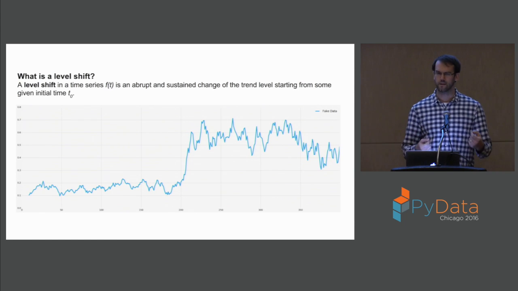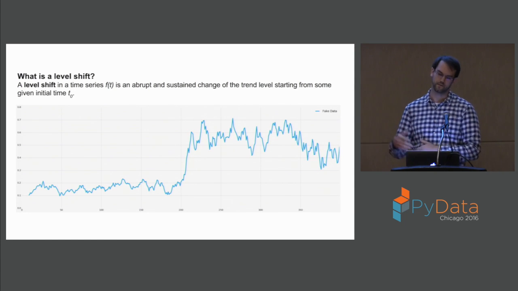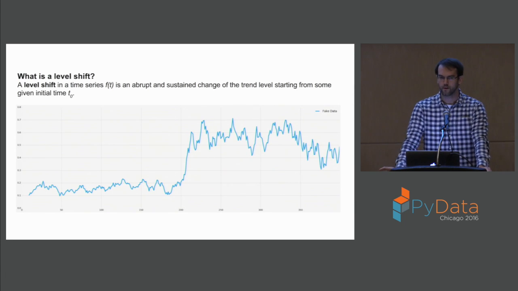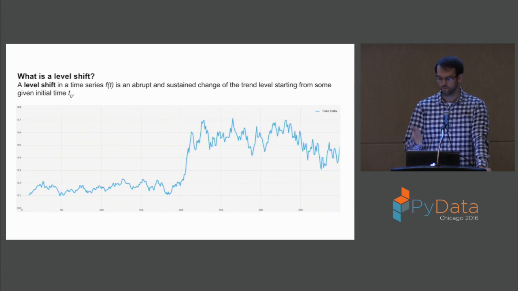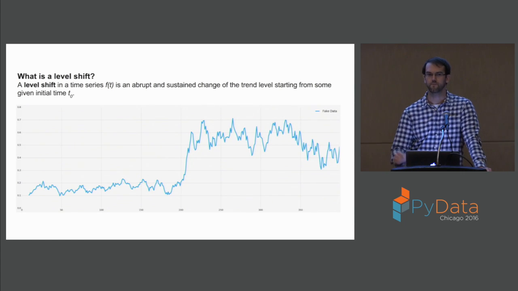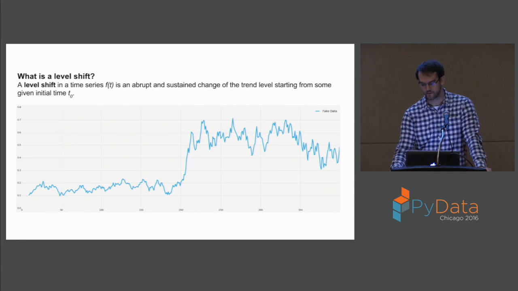This is an informal definition, and it's one of those things where you know it when you see it. I know a level shift when I see it, and part of the trouble is why this paper was so great. I think it's up to people to define a good mathematical statistic that measures when a level shift happens.